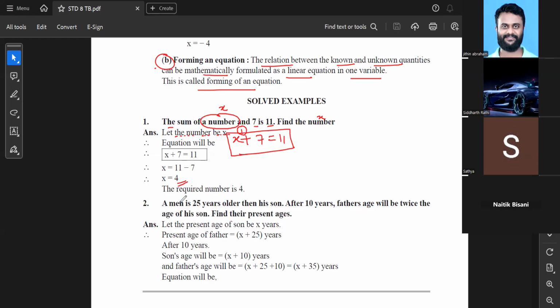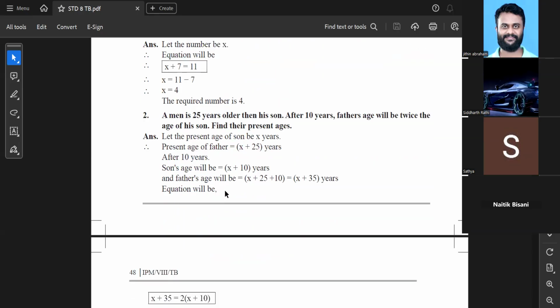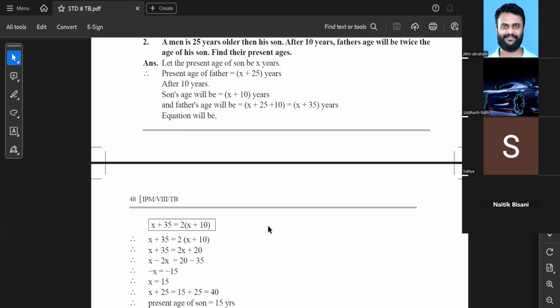There should be a man. A man is 25 years older than his son. After 10 years, father's age will be twice the age of son. Such kind of problems we can solve by forming equations very easily. Okay, let's try to form an equation.